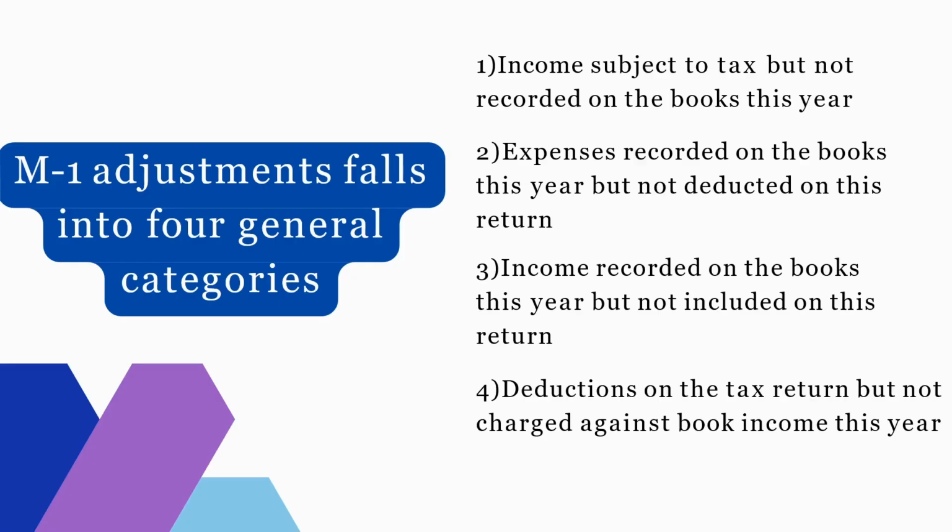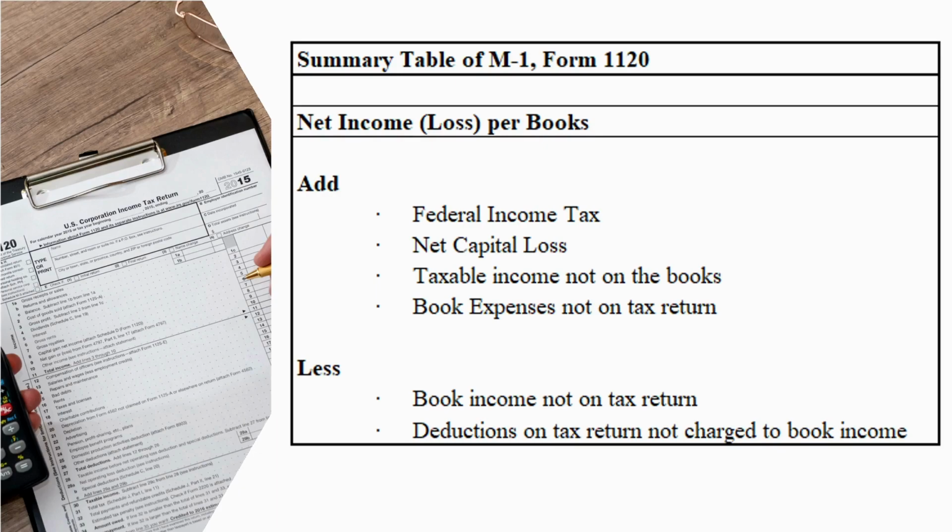M1 adjustments fall into four general categories. First, income subject to tax but not recorded in the books this year. Second, expenses recorded in the books this year but not deducted on this return. Third, income recorded in the books this year but not included on this return. The fourth one is deductions on the tax return but not charged against book income this year. This is how the summary of table M1 of Form 1120 looks. Basically, there are items which have to be added to the net income or loss per books, and there are some items which have to be reduced from it.